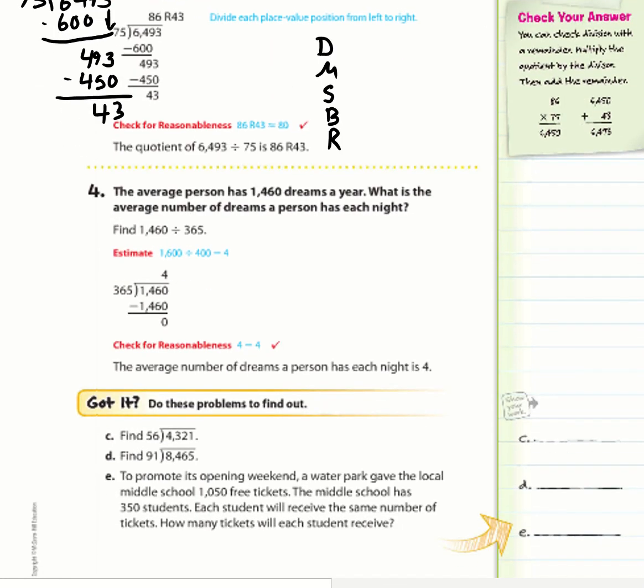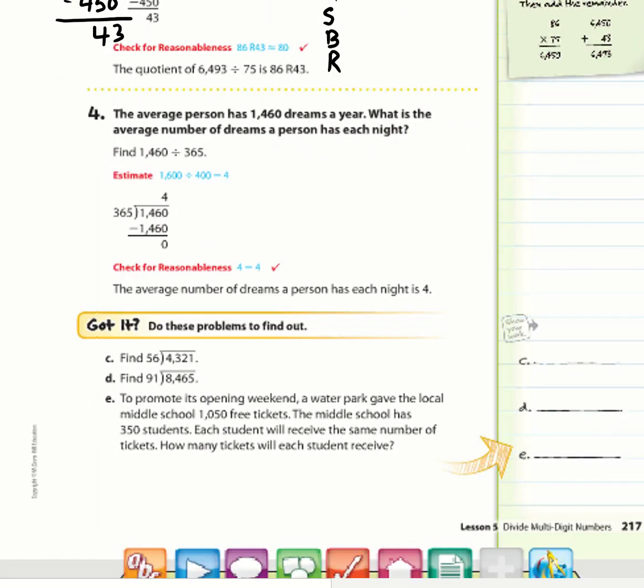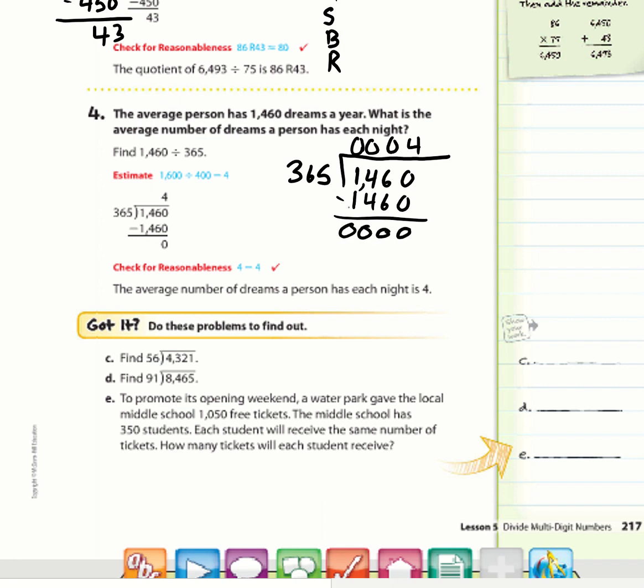We're going to do the same with example 4, and I completely understand all the work is here and it shows all the answers for you, but I still want us to get that practice in. So 365 into 1460. Now 365 cannot go into 1, it cannot go into 14, and it cannot go into 146, but it does go into 1460 4 times. And after we do all the math, we get 0 remainder.